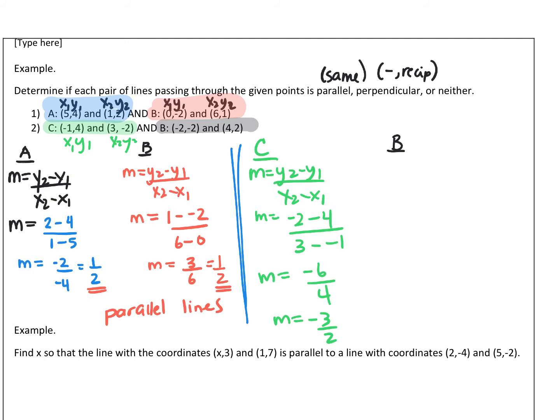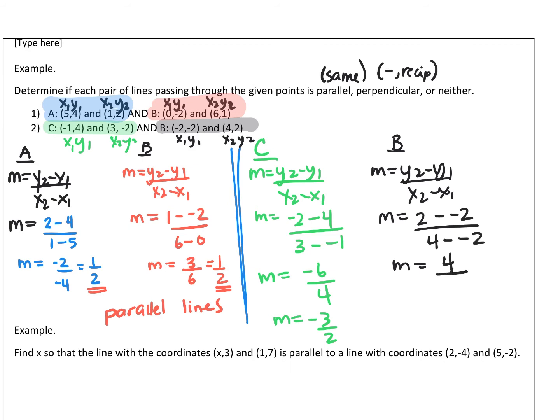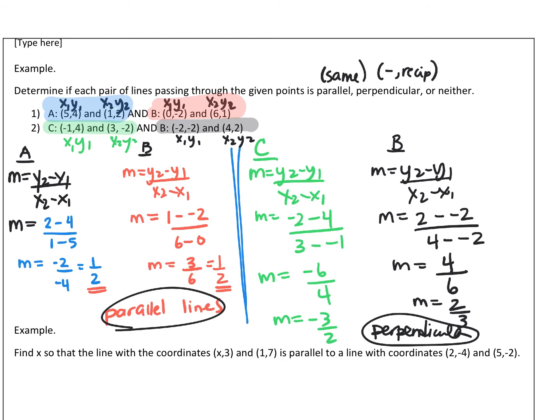And this b here, so slope is y2 minus y1 over x2 minus x1, x1, y1, x2, y2. So my slope is 2 take away -2 over 4 take away -2, which gives me 2 plus 2 is 4, 4 plus 2 is 6, which gives me 2/3. Okay, so one's negative, one's positive. They're reciprocals, so that means that these two are perpendicular. Okay, so I had one parallel, one perpendicular. If you got slopes like -3/2 and 5/8 or something like that, then those are neither parallel or perpendicular.